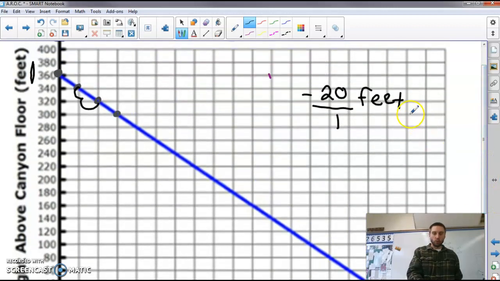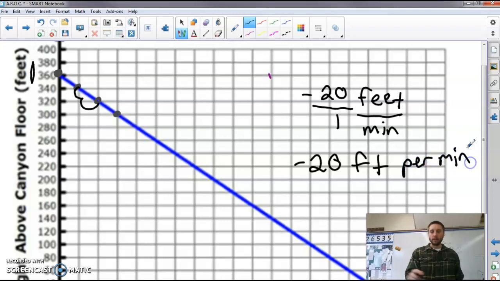Okay, so 20 feet per 1 minute. So we would say my average rate of change is negative 20 feet per minute. Okay, see where this is going here? So we're going to find the rate of change, which if it's linear, that's just finding the slope, and then we want to add in our units.